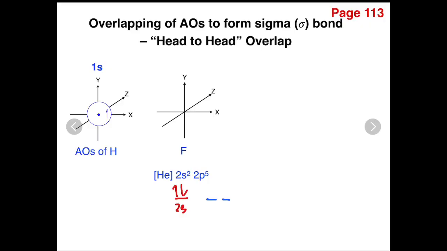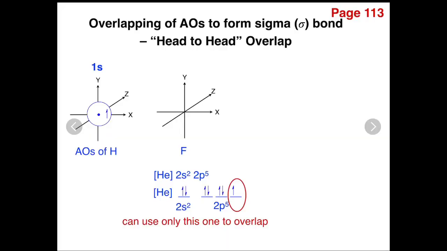However, if you look at 2p, it contains 3 orbitals and you have 5 electrons, so 1, 2, 3, 4, 5. You will see that in the 2p5, one of the 2p orbitals right here contains only one single electron that you can use to overlap. This is the only one that can be used, because when you overlap two atomic orbitals they need to form a bond, which means those orbitals need to have an empty space for the incoming electron to share space with.